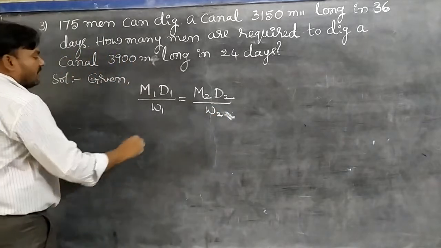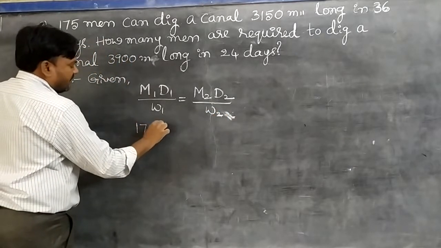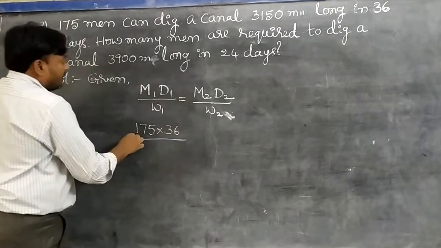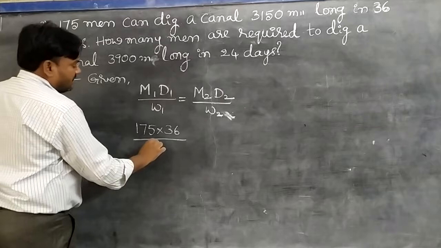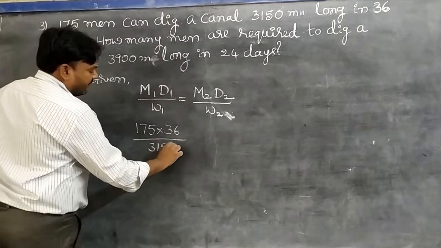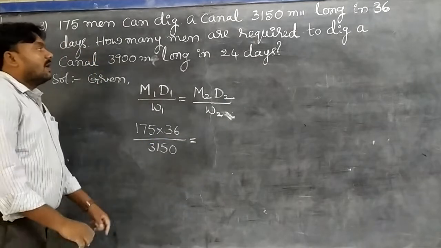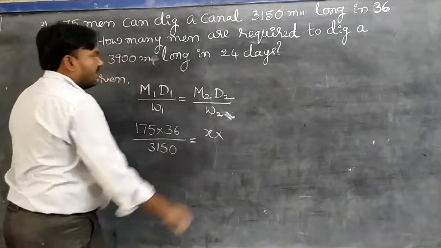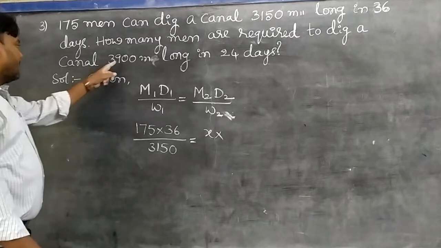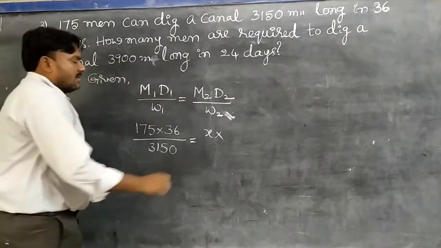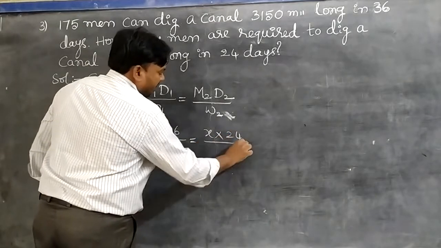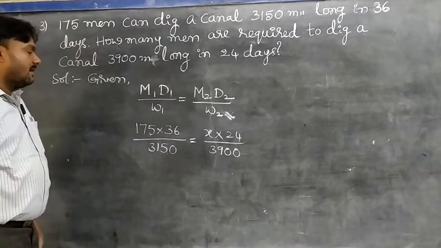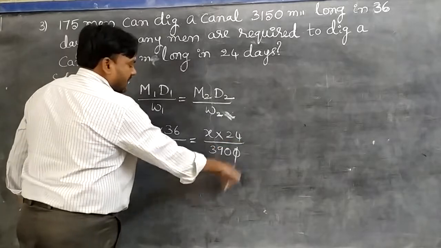Okay, so M1 value, that is 175 into D1 value 36 by W1 means 3150 equal to M2 value. How many men? So that means we have taken men value, we find X taken, are required to dig a canal. How many days? 24 days by 3,900. So here 0 0 get cancelled, students.